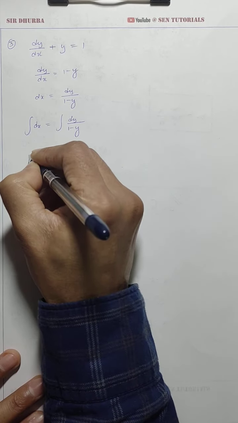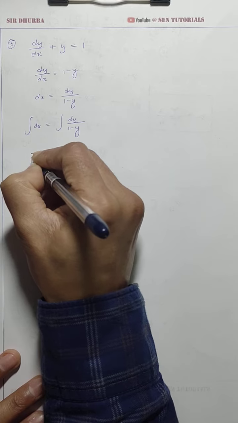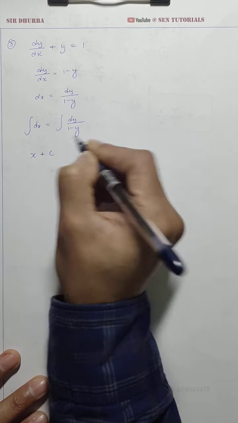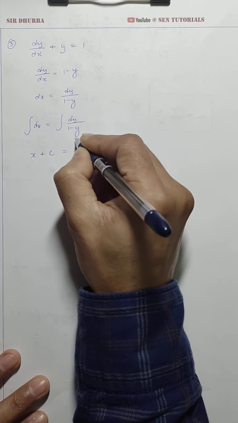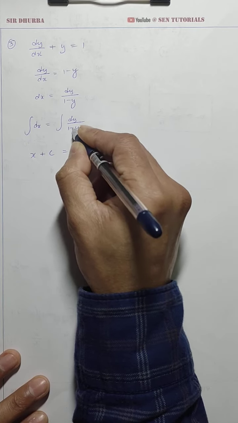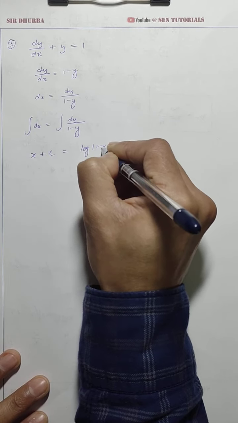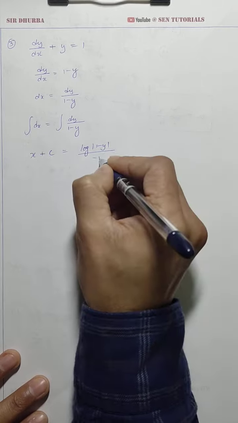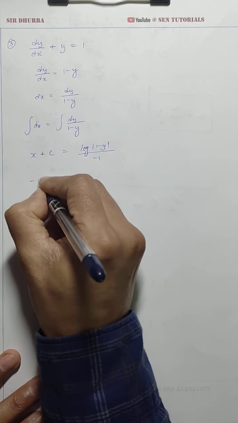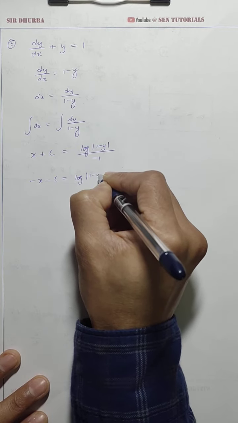So now if we integrate, what will we have here? We will have x plus c. I'll write the constant on this side, is equal to integration of dy by 1 minus y, that we know is log of 1 minus y divided by minus 1, the coefficient of y. Right, now minus 1 I'll multiply on this side, that is minus x minus c equal to log of 1 minus y.